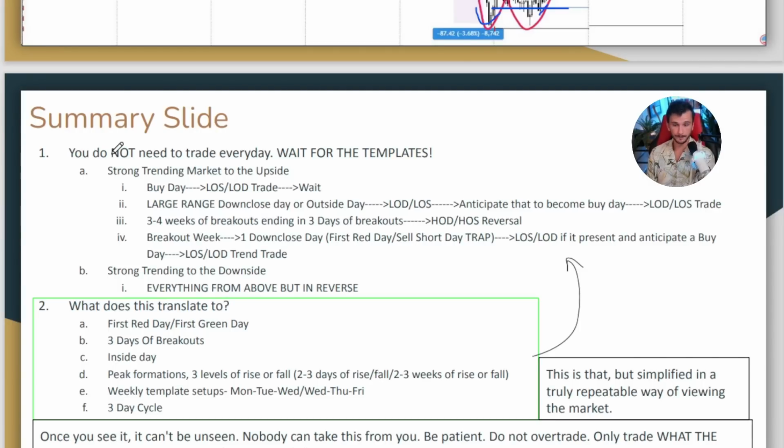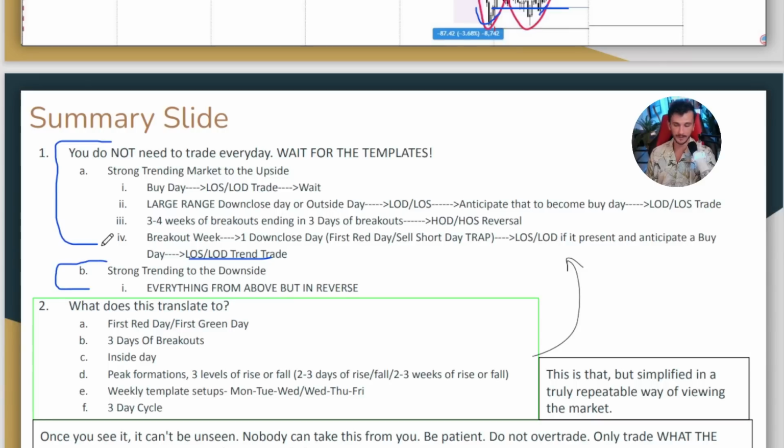Breakout week 1, so you have a breakout week, 1 down close day. So if you have a breakout to the upside and then you have 1 down close day, that could lead to a first red day trap, which will also lead to a low of session, low of day presentation of price for you to get that buy trade in the upwards direction, which could also turn into a buy day. If that happens, that leads you into the next day, turning into a low of day, low of session trend trade, showing that shorts are trapped now in that reset. Strong trending to the downside, everything from above, but in reverse. All right, everything I just said up here, but you're strongly trending or trending to the downside.